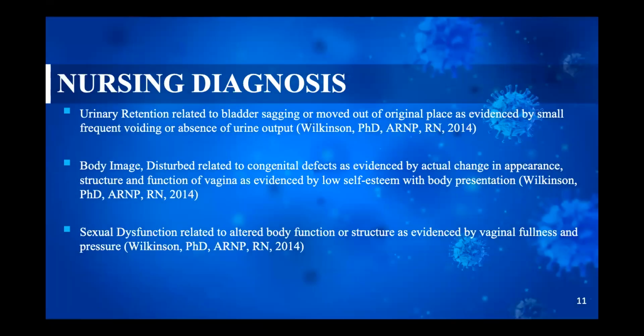The nursing diagnoses I picked was urinary retention related to the bladder sagging or moved out of original place, as evidenced by small frequent voiding or absence of urine output. The second diagnosis was body image disturbed, related to the defects, as evidenced by actual change in appearance, structure, and function of the vagina, and low self-esteem with the body presentation.